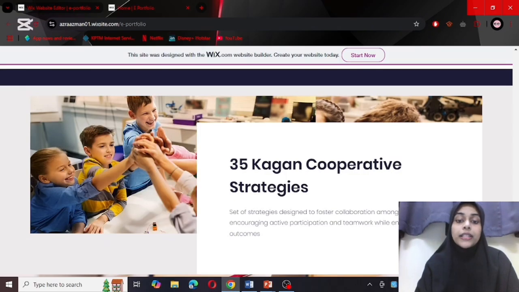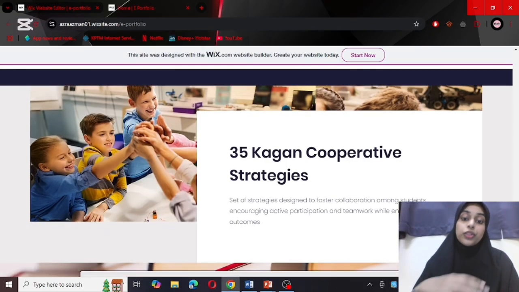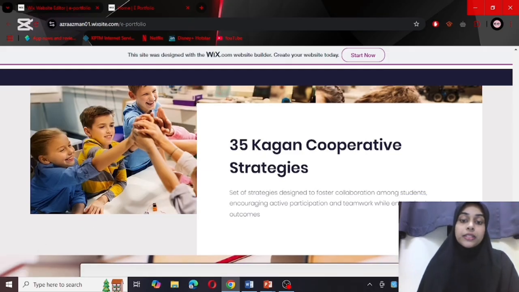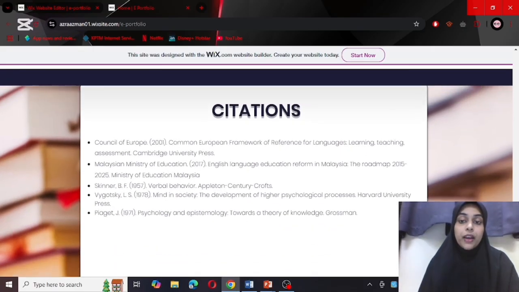Basically, the core idea behind Kagan strategies is that learning is enhanced when students work together. That's the main idea. So these strategies focus on ensuring that every student in the class has an equal opportunity to participate, learn, and contribute. They also emphasize positive interdependence, meaning students learn to rely on each other in a way that strengthens their collaboration skill. So I think that is all, and these are the citations that I've put here from my research.